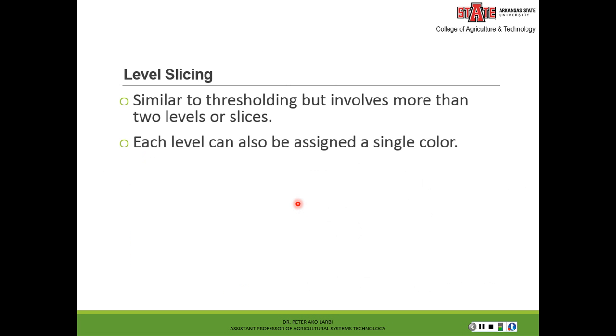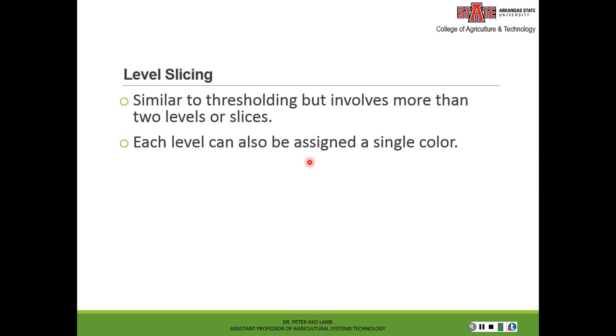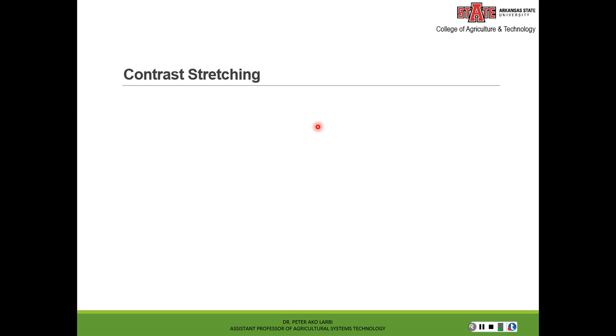Level slicing is similar to thresholding. Level slicing involves more than two levels. So there is a need to have multiple threshold values. If you want to split into 3, you need two threshold values to split the data into 3. And we'll demonstrate the use of these in some application.